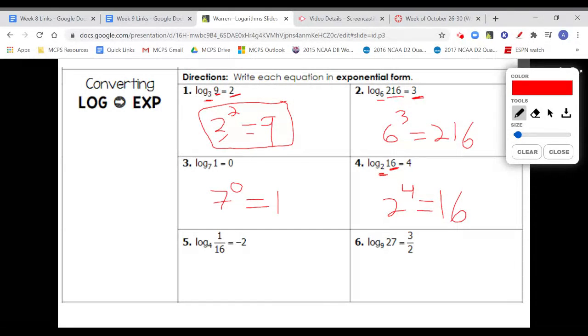So here I'm thinking about how do I get from 4 to 1/16? So I take 4 to some exponent is going to equal 1/16. And that exponent is -2. And then my last example here asks me how do I get from 9 to 27? 9 to some exponent is going to give me 27, and that exponent happens to be 3/2.